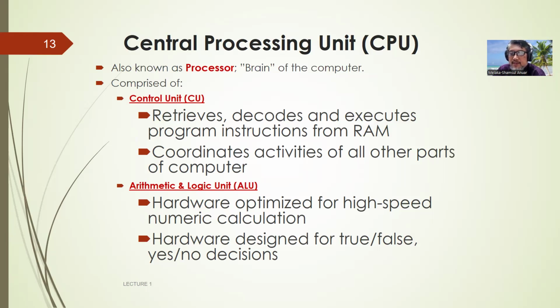The CU coordinates activities of all other parts of the computer. Arithmetic and logic unit, ALU. The ALU is hardware optimized for high-speed numerical calculation, designed for true/false logic and numerical precision. This is designed for very quick calculation processing, and I guess computer technology has progressed tremendously over the years, over the decades.